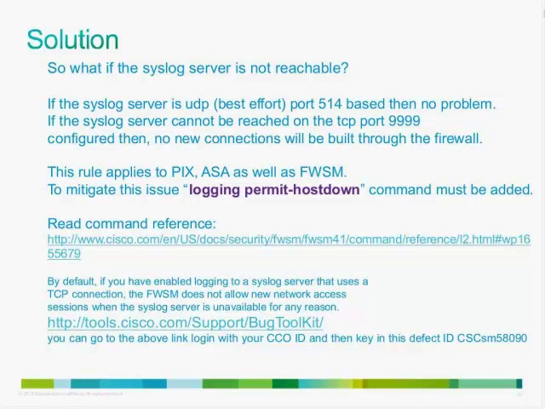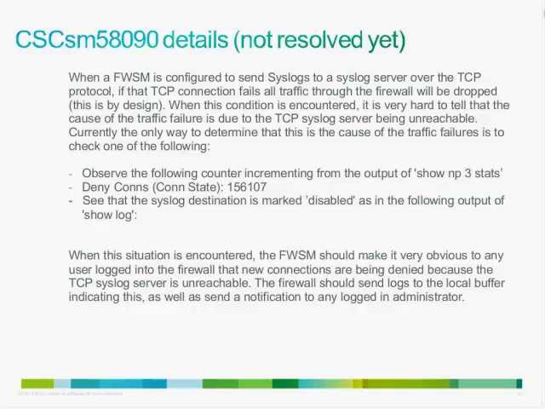In case the syslog server is down, it may not be really down. It may reply back to ICMP, but still that doesn't count. The firewall needs to be able to establish a 3-way handshake to the syslog server that is listening on that TCP port 9999. Otherwise, we will not build any connection through the box unless we see this logging permit host down command configured. So we have filed a defect such that the firewall will log a message and notify the administrators in case this ends up being a problem.